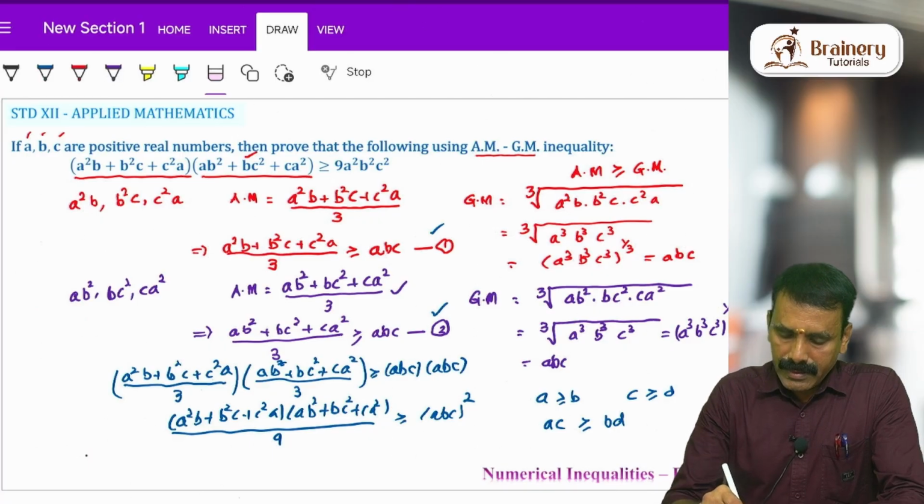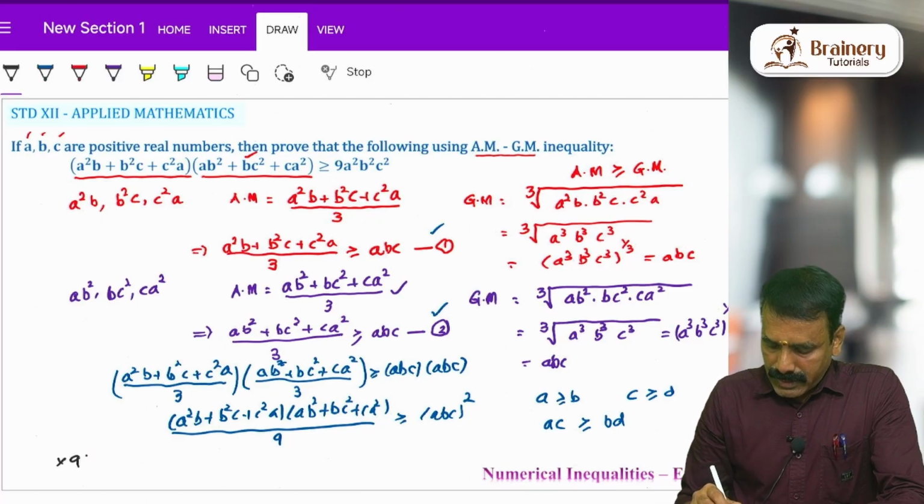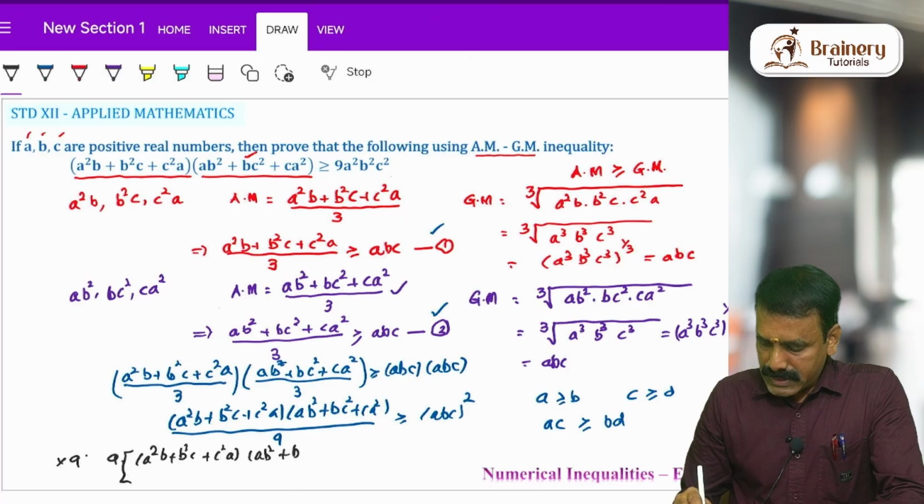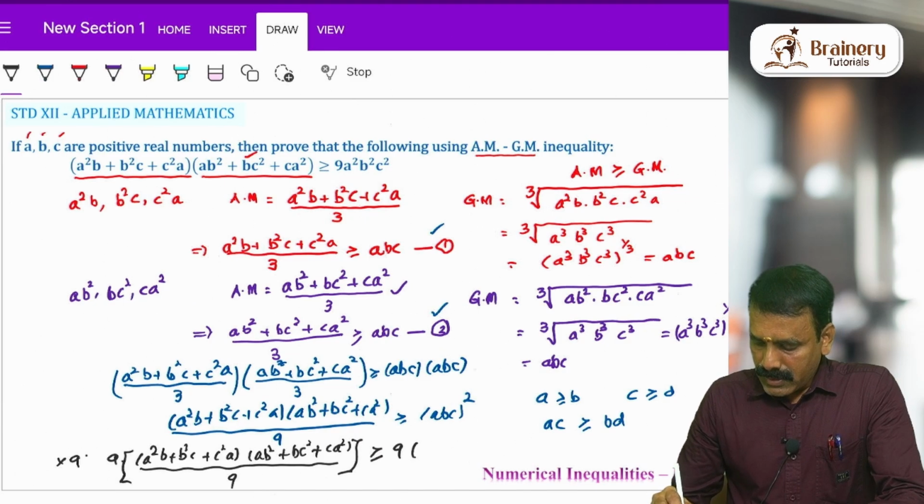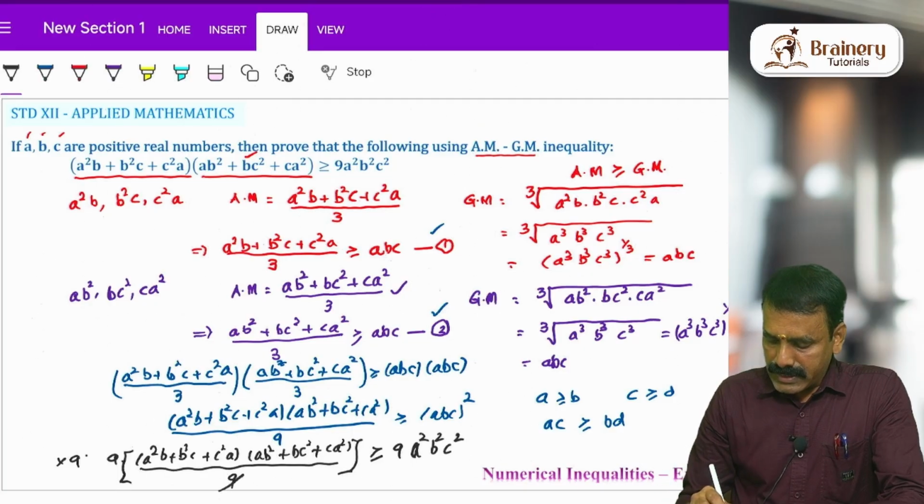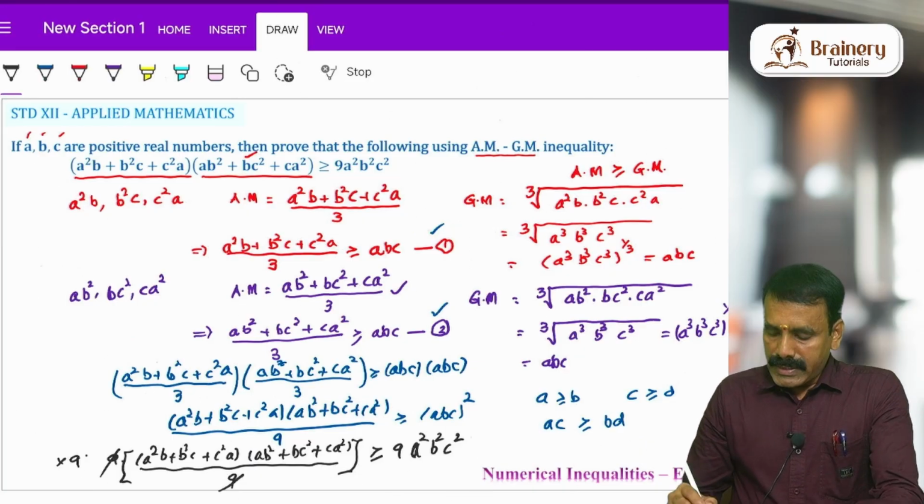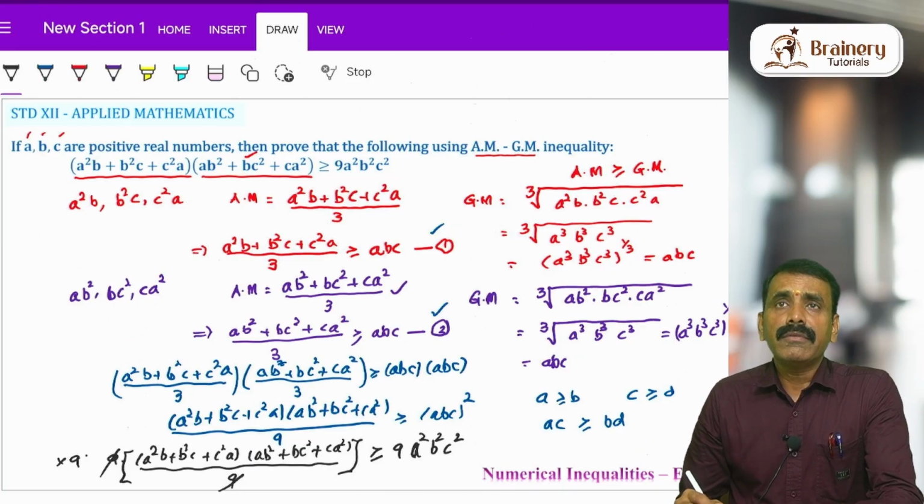So we multiply by 9 into 9. So what do we get? 9 into A square B plus B square C plus C square A into AB square plus BC square plus CA square by 9 greater than or equal to 9 into A square, B square and C square. Here we get 9 cancel. Okay. So when you cancel the 9 on the left hand side, we get the required answer.